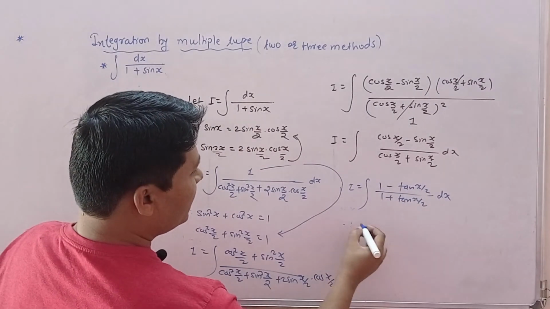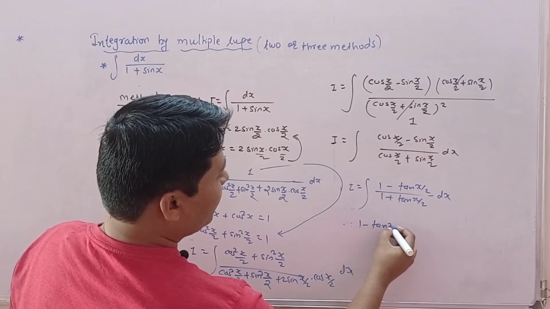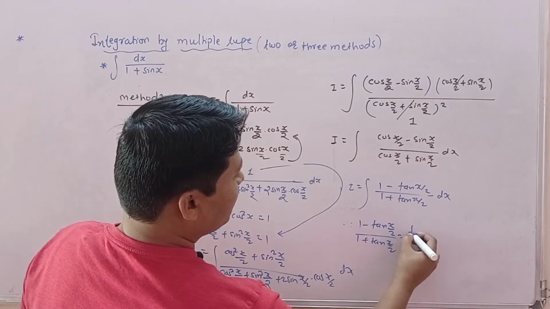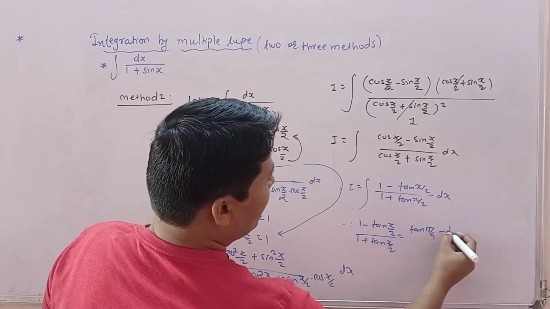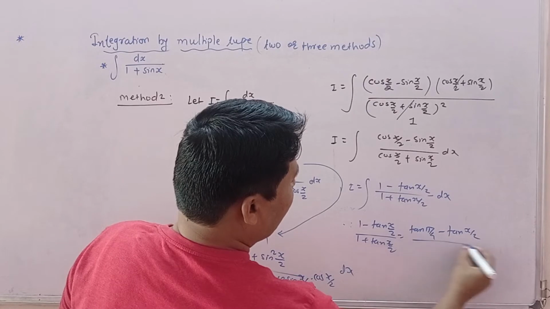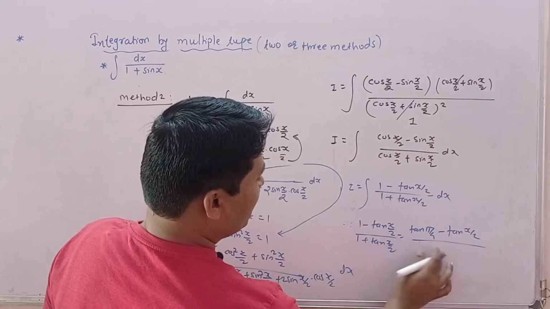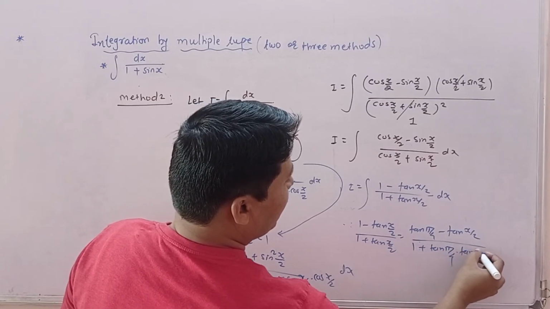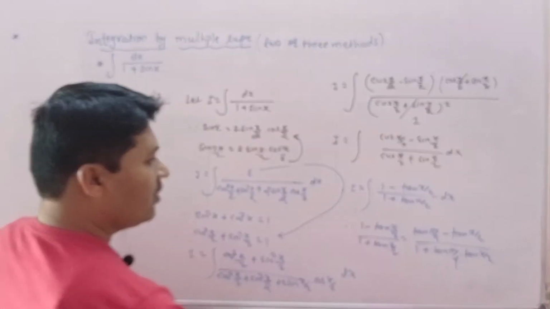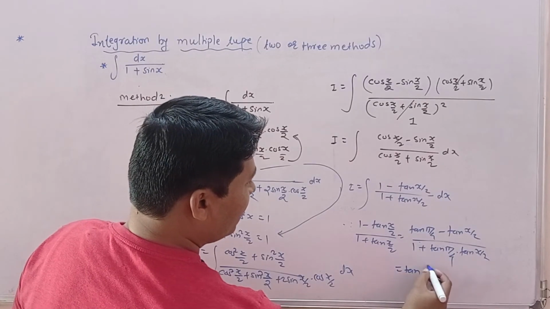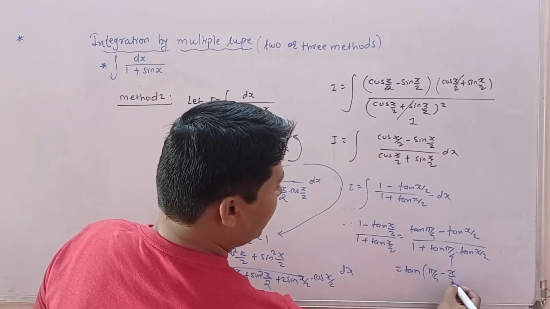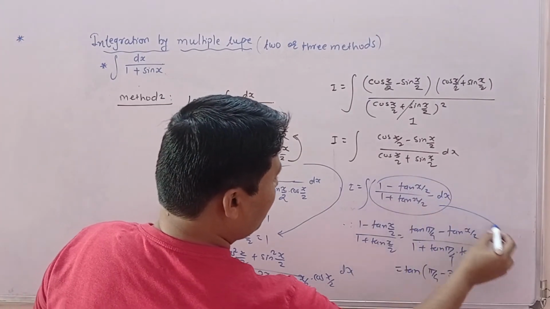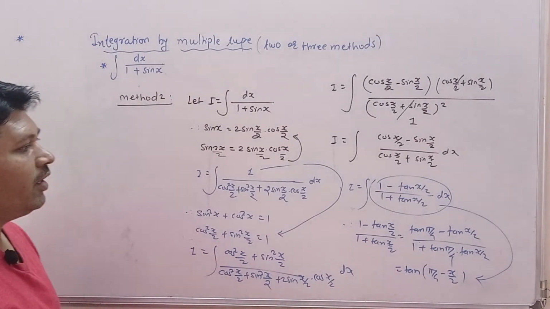Here we know the related formula for tan x by 2. This term can be rearranged as tan pi by 4 minus tan x by 2, divided by 1 plus tan pi by 4 into tan x by 2, and this is the related formula for tan of pi by 4 minus x by 2. That means this is the simplification of this term as tan of pi by 4 minus x by 2.